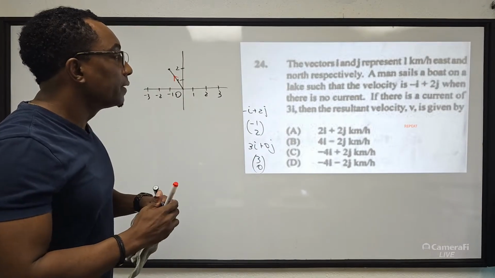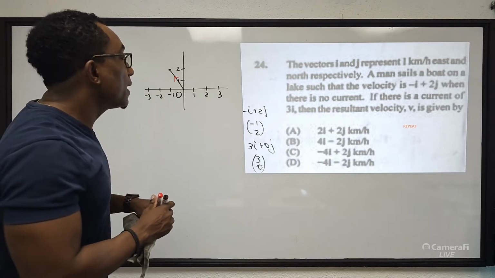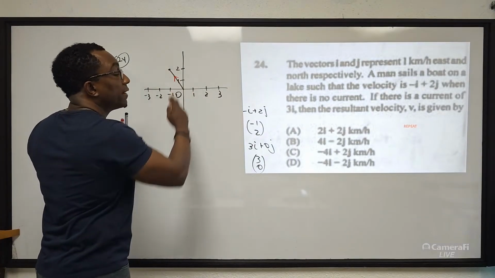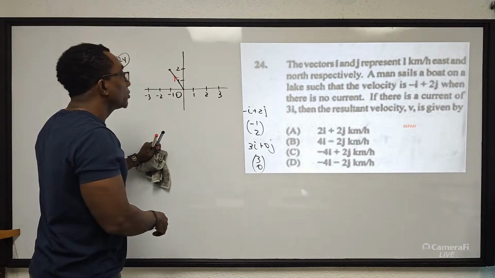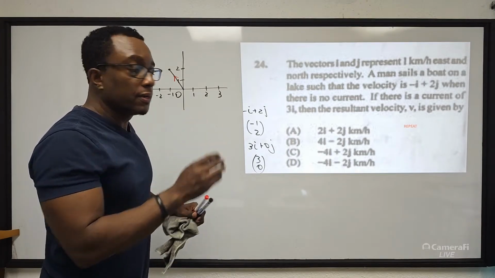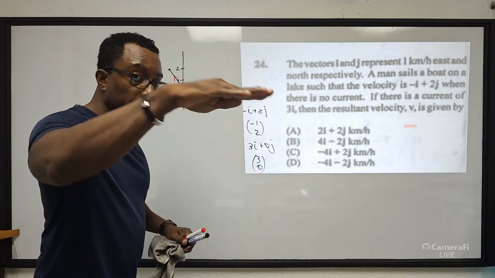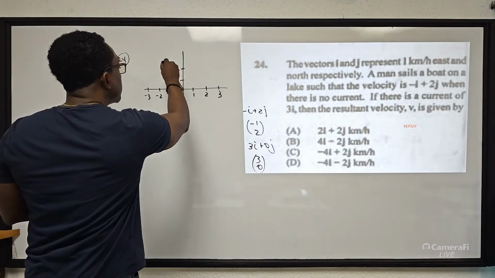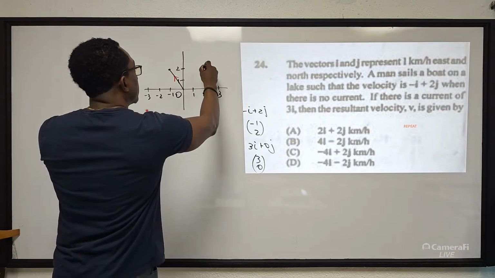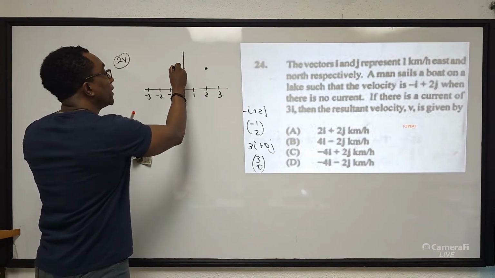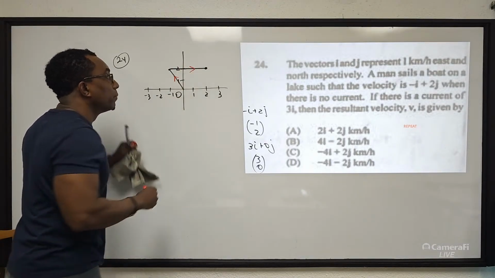But then the boat experiences a current, right? And the current is 3i. So obviously the direction will change. Look at 3i, which is the same as 3, 0. 0 means you have no vertical movement, 3 means you only have horizontal movement. So you're going to move 3 to the right. So this is the boat moving in that direction. Good? That's the direction the boat is moving.